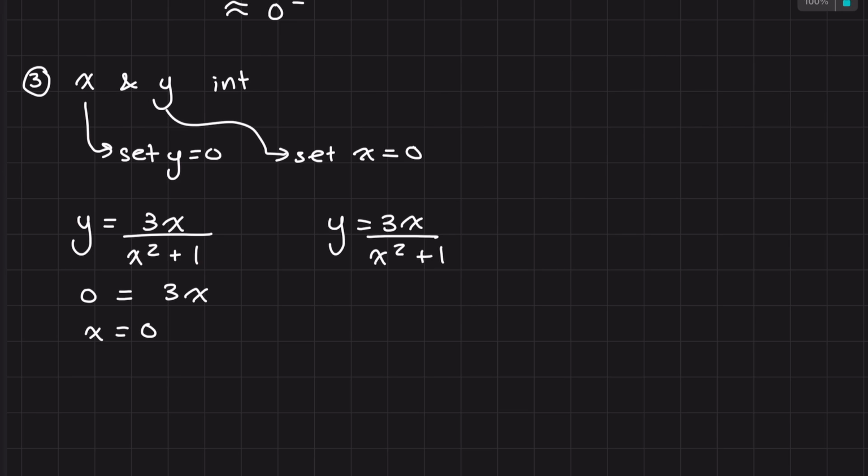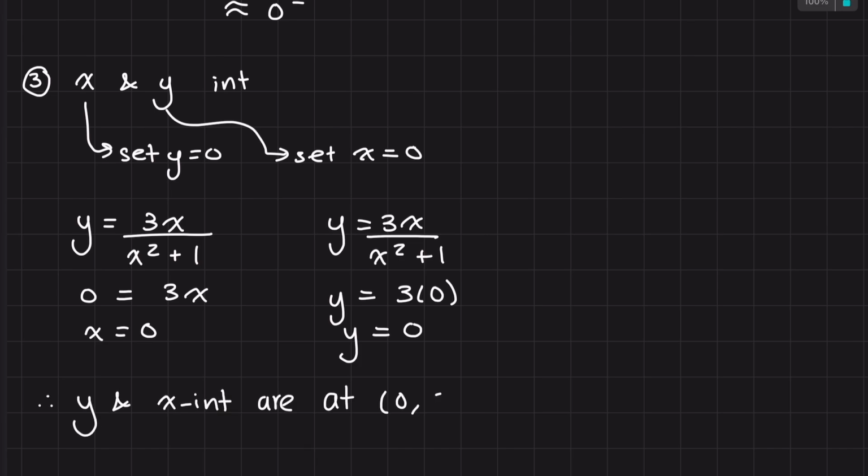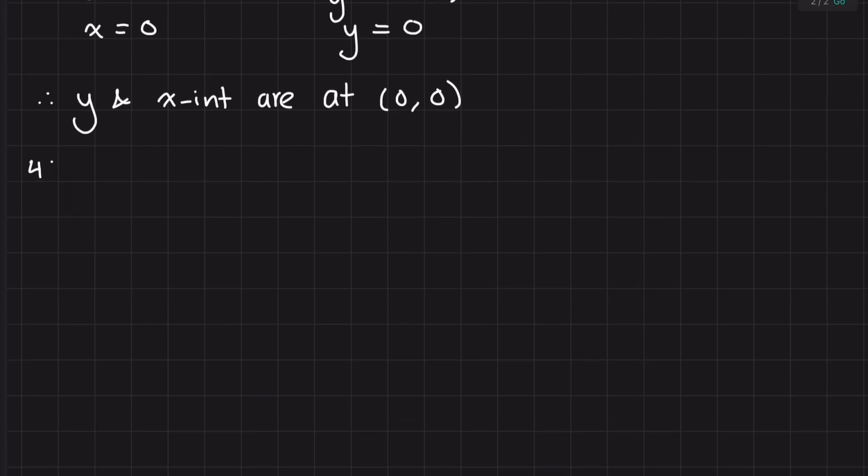On the other side, I do our y-intercept, where I then set x equal to 0, and since our numerator is equal to 0, that means our result is also equal to 0. With that said, we can determine that our y-intercept and our x-intercept are both located at (0, 0). Now we can move on to step 4, which is finding our critical points.